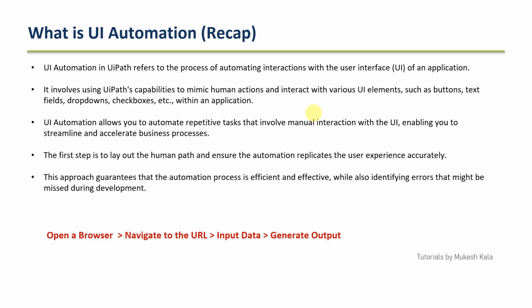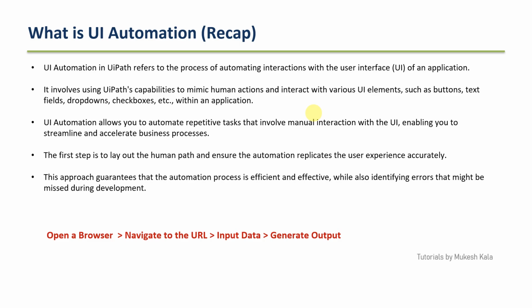Taking a simple example, if as a human user you are opening a browser, navigating to a URL, inputting some data and generating the output, all of these actions would be mimicked by the robot for you. If I have to do such automation which involves the UI and mimics human action, we call it UI automation. There are two design experiences, guys: one is classic and one is modern, which we have already discussed in the previous video.